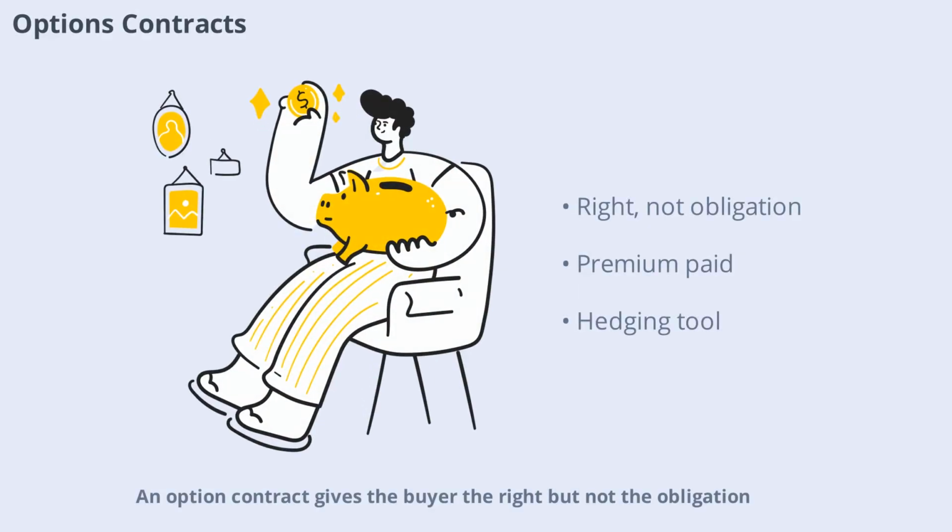An option contract gives the buyer the right, but not the obligation, to buy or sell an underlying asset at a specified price on or before a certain date. The buyer pays a premium for this right, while the seller receives the premium and must fulfill the contract if the buyer exercises the option. Options are powerful tools for hedging and speculation, offering flexibility and limited risk for buyers. Currency options, in particular, allow participants to manage exchange rate risk with precision.